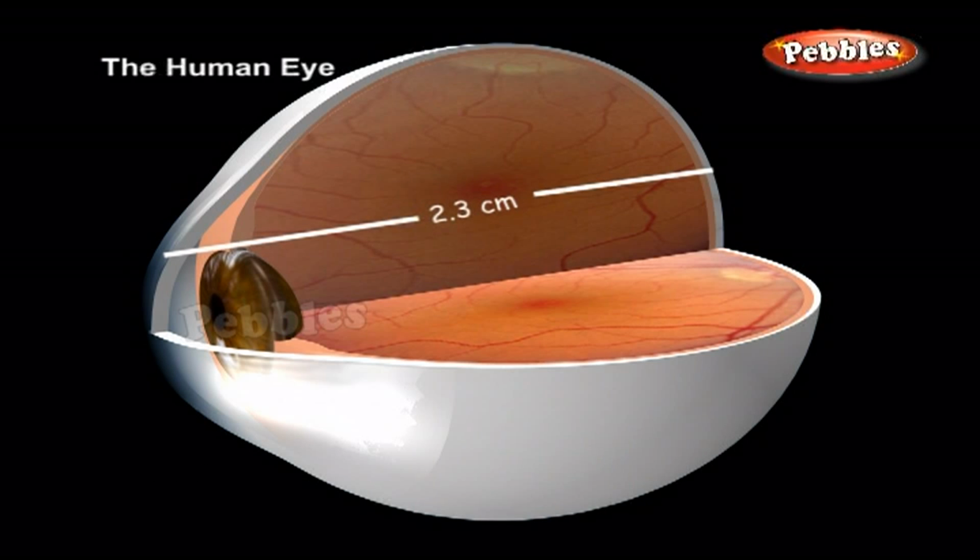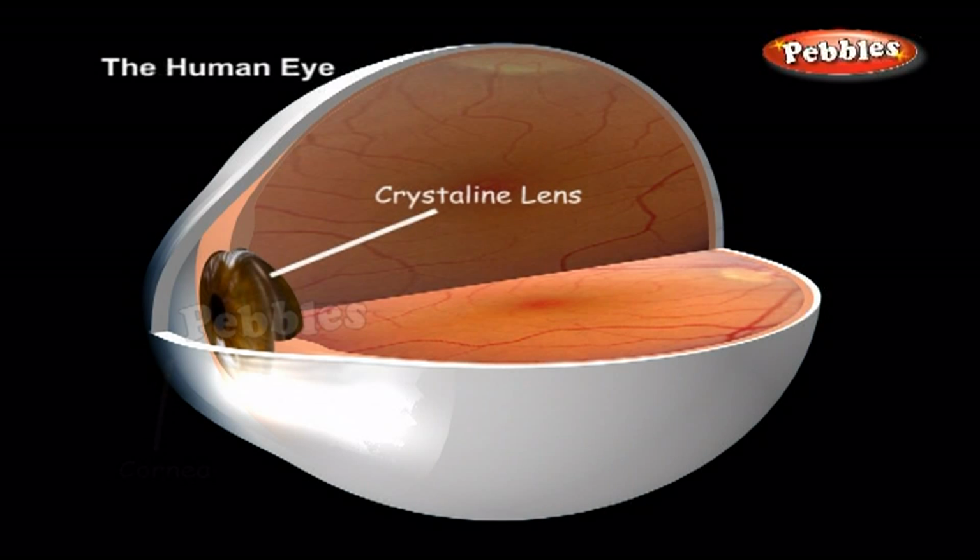The eyeball is approximately spherical in shape with a diameter of about 2.3 centimeters. Most of the refraction for the light rays entering the eye occurs at the outer surface of the cornea. The crystalline lens merely provides the finer adjustment of focal length required to focus objects at different distances on the retina. We find a structure called iris behind the cornea.